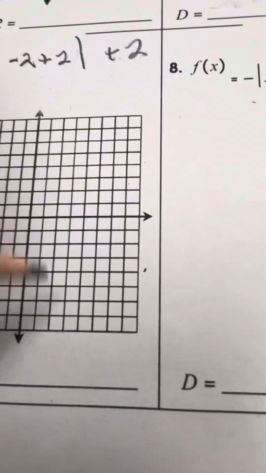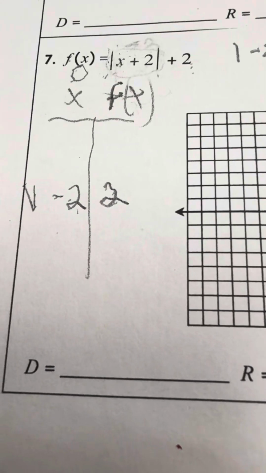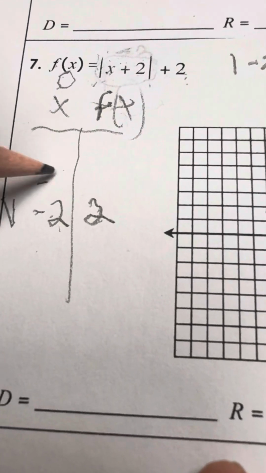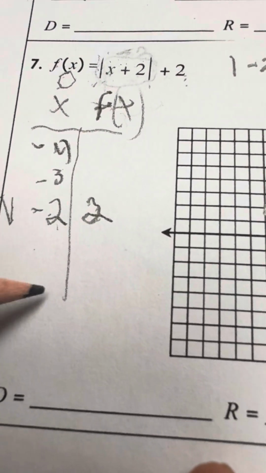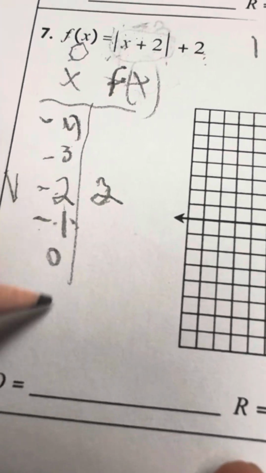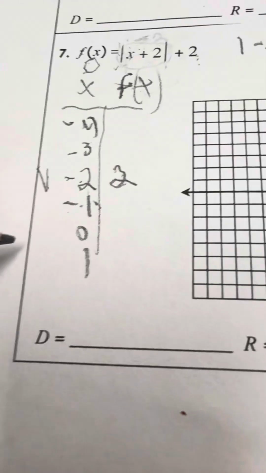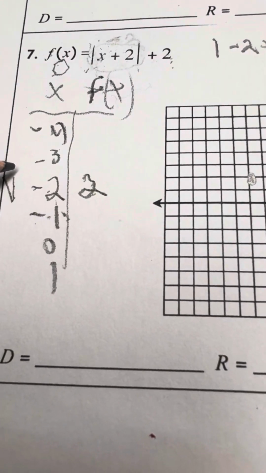So we can graph negative 2, 2. And then we can go with negative 3, negative 4 to get some on the left side. And we can go with negative 1, 0, 1 to get some on the right side of the graph. Okay? And then we'll be able to graph our graph.